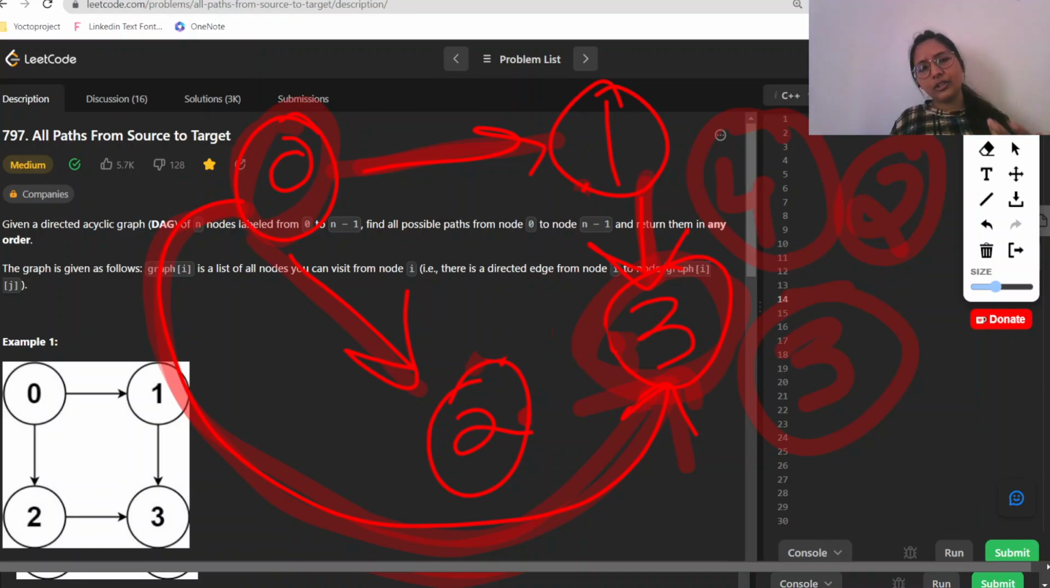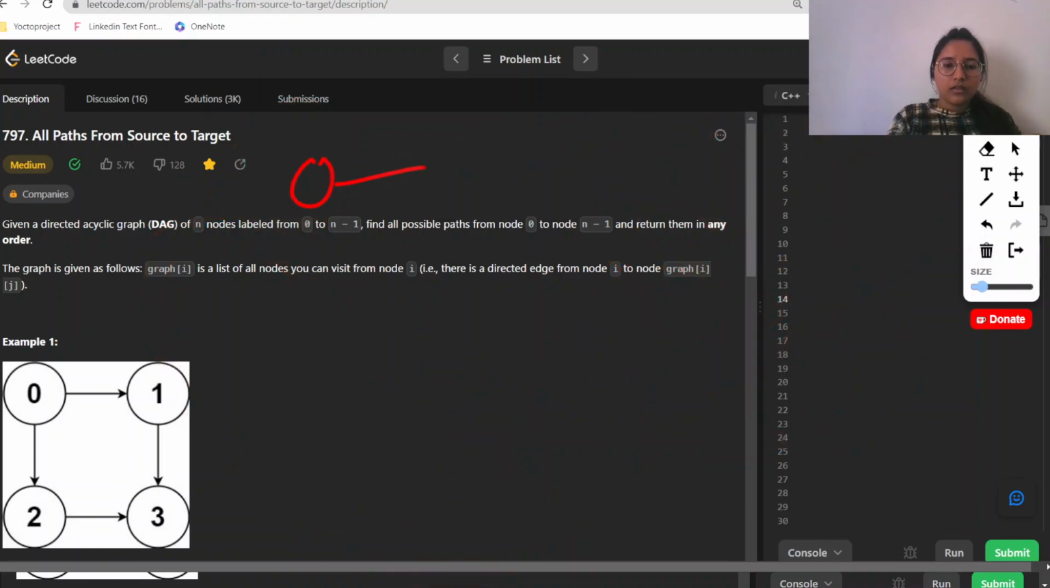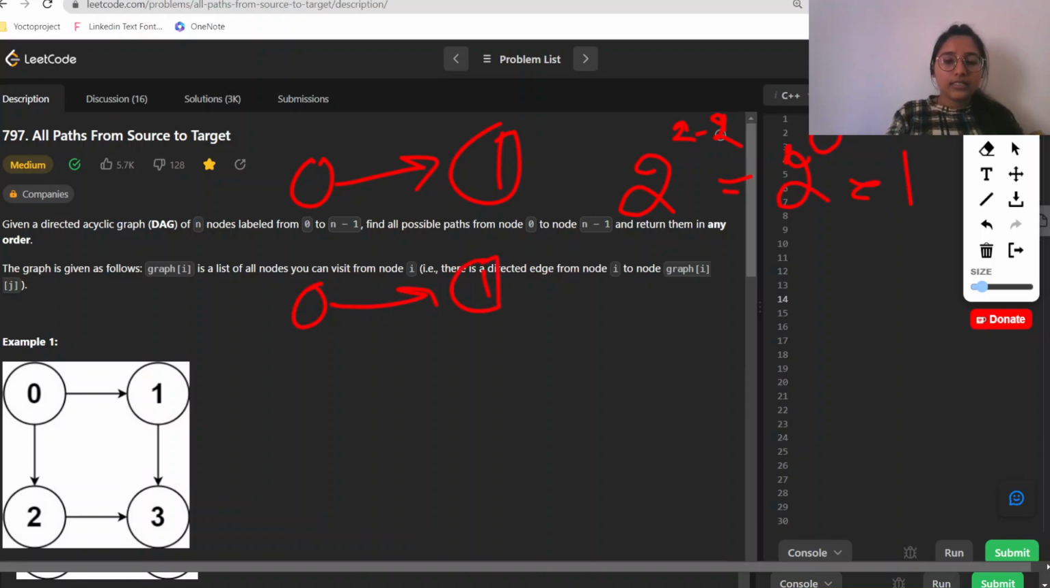But at max, there was a possibility regarding the number of nodes. How can I explain it: there are total 4 nodes. Take 0 to 1, two nodes. The number of paths is 2 raised to the power of the number of nodes minus 2, so 2 raised to power 0, that is one path. If 0 to 1 is there, and 0 to 2 is also there, and this is also there, and one more path like this is also there.